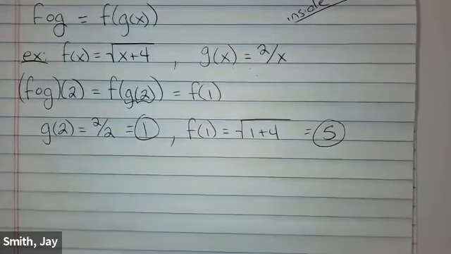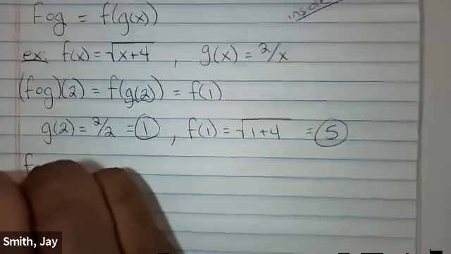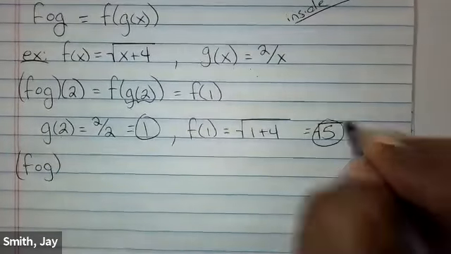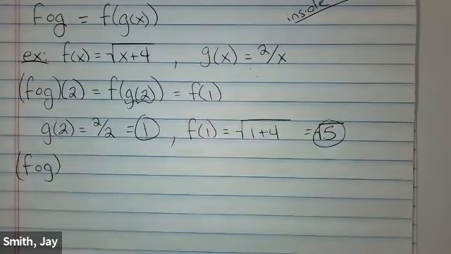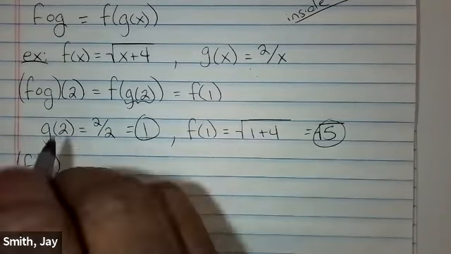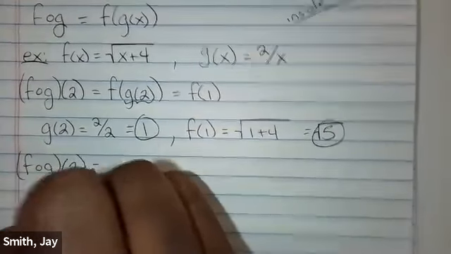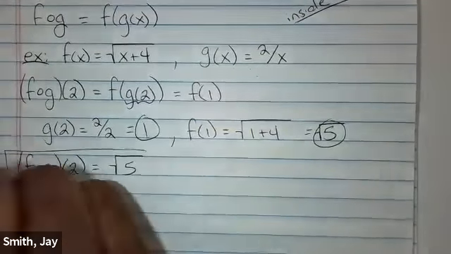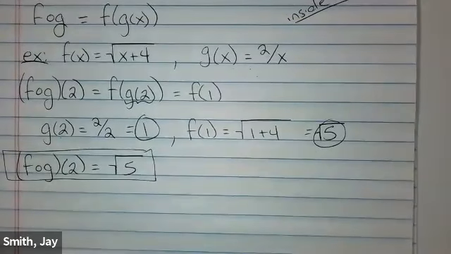All right, so this is going to be our final answer, just to be clear. F composed with g, oh, excuse me, I forgot that square root, which is very important. It's not 5, it's the square root of 5. So f composed with g of 2 is equal to the square root of 5. All right, any questions on that first part?